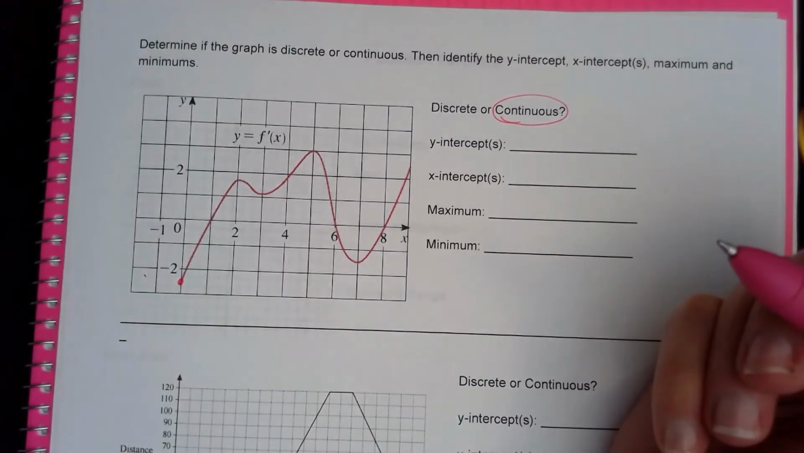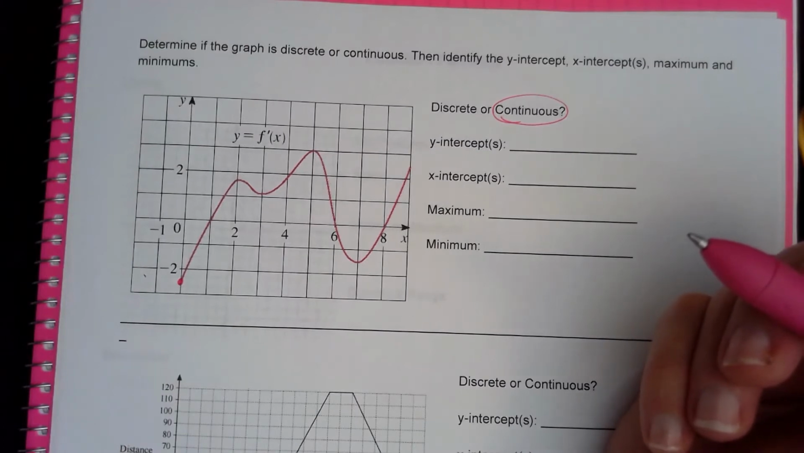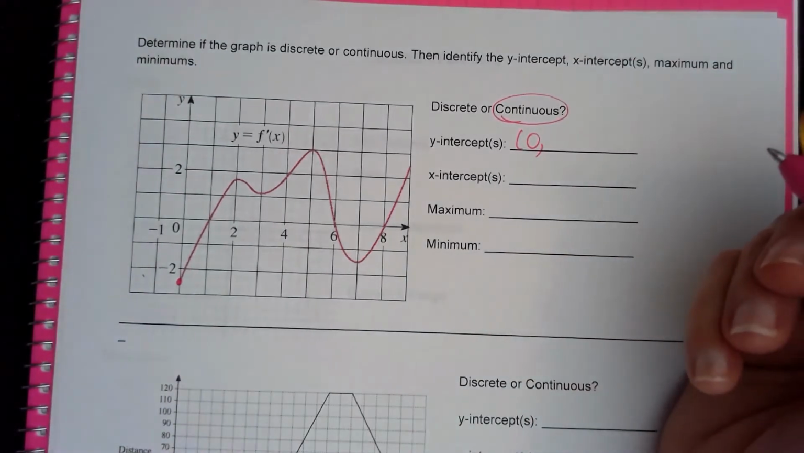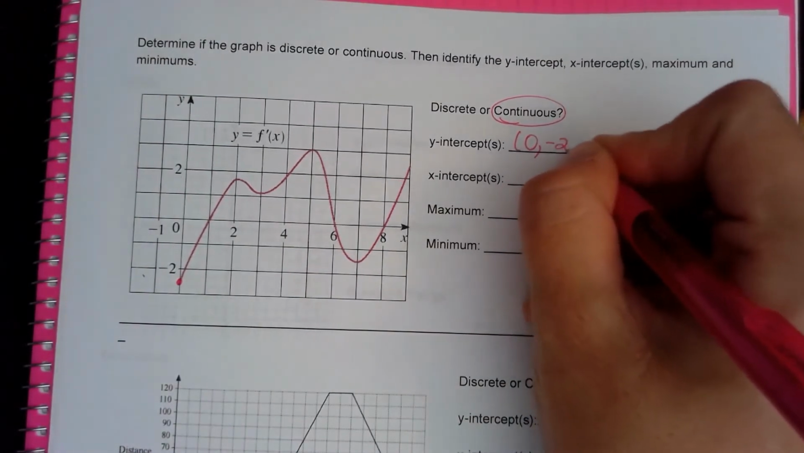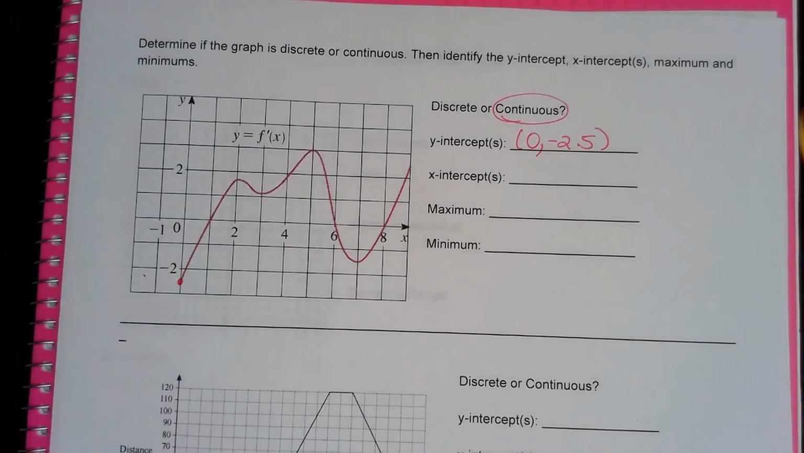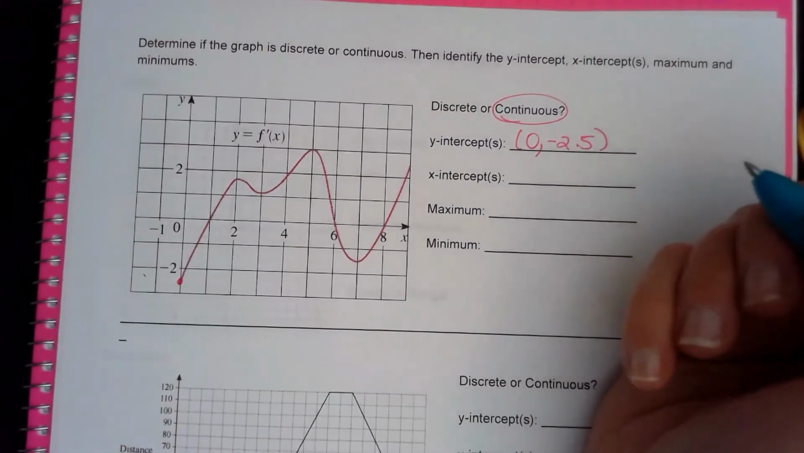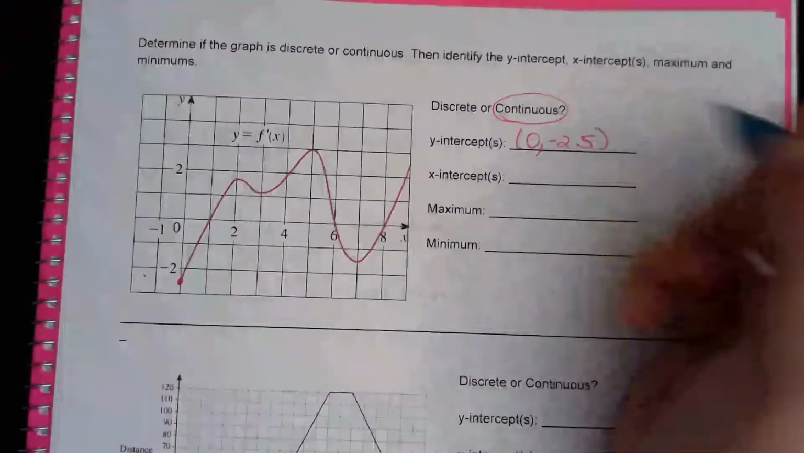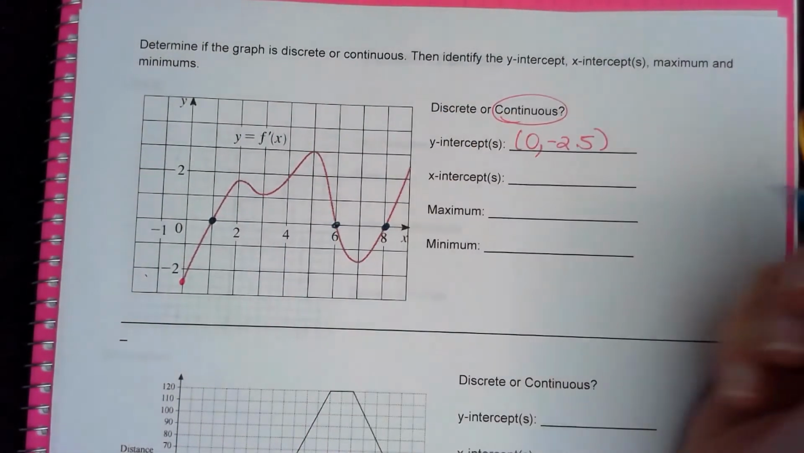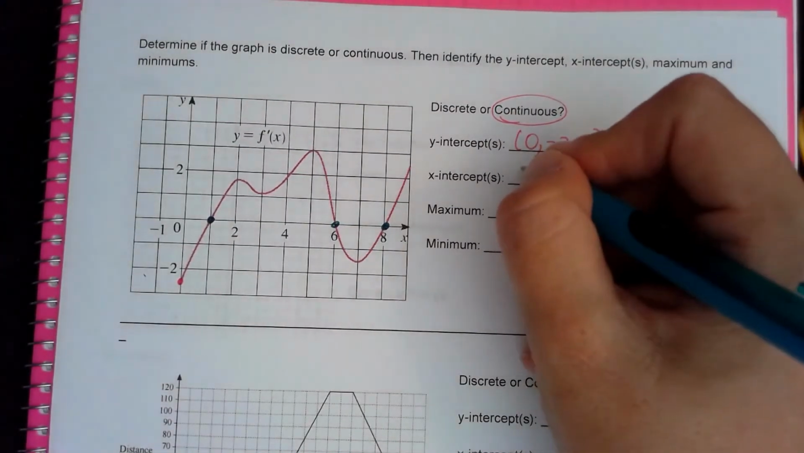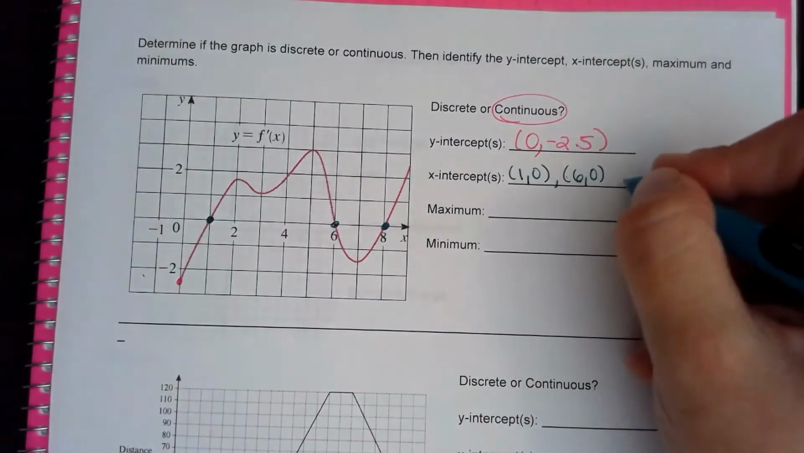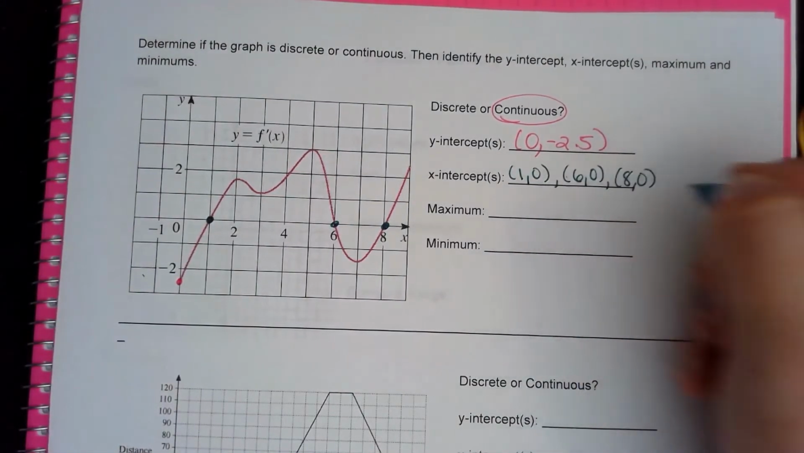So sometimes you may have to estimate it. So the y-intercept, remember, is always written as 0, the y value. And I would say that that's probably at negative 2.5. The x-intercepts or intercepts. Let's see, here's the x-axis. So it hits it here, here, and here. So that would be at 1, 0, 6, 0, and 8, 0.